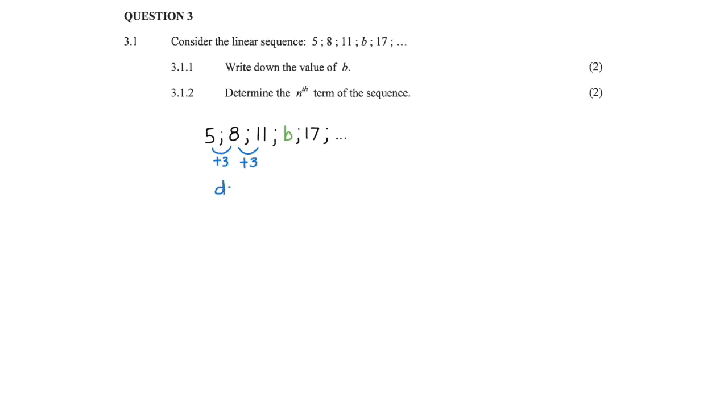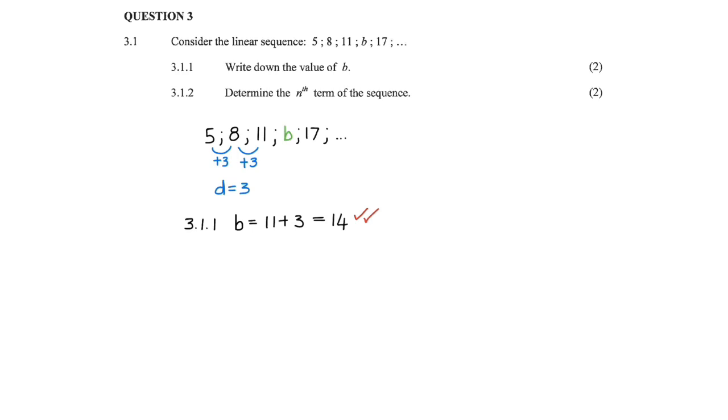So, as you can see, the sequence increases by a common difference of 3. So, to find B, we simply add 3 to the previous term, which is 11. So, B will be equal to 11 plus 3, which is equal to 14. So here you will get 2 marks for correctly determining the value of B, which is equal to 14.